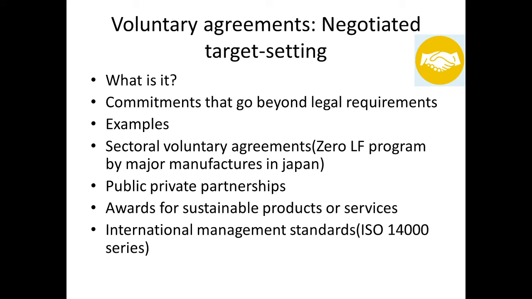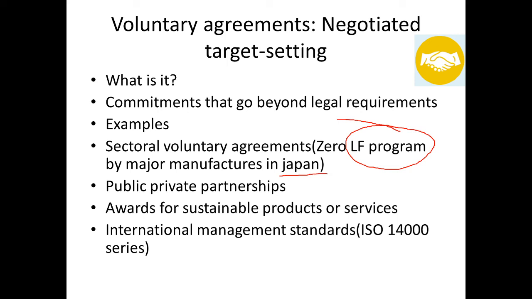And lastly, negotiated agreements. This is a kind of instrument that is not binding like legislative or market-based instruments. It is something like a partnership between government and industries, which are producers. They come together and have negotiated target setting, which is not binding on anybody, but they can do a lot of good for environmental protection. For example, one example is the zero landfilling program by many industries in Japan.